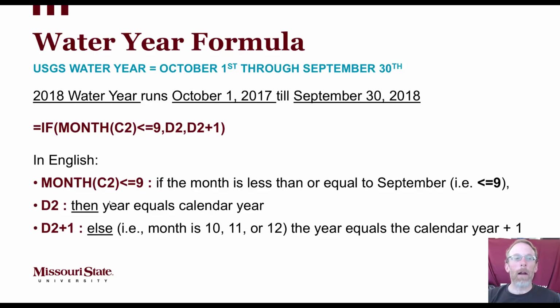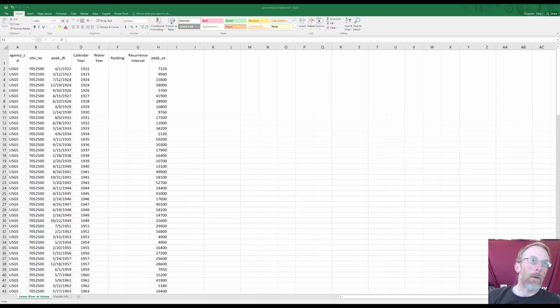Else, if the month is 10, 11, or 12, October, November, or December, then the discharge value represents a water year that's different from the calendar year, so we have to add 1 to the calendar year. The example here would be that discharge we talked about that might have occurred on, say, October 31st, 2017. That would be part of the 2018 water year, so we have to take the calendar year for that observation and add 1 to it to shift it forward to the correct water year. Alright, we'll go back to Excel and we can put that function in.